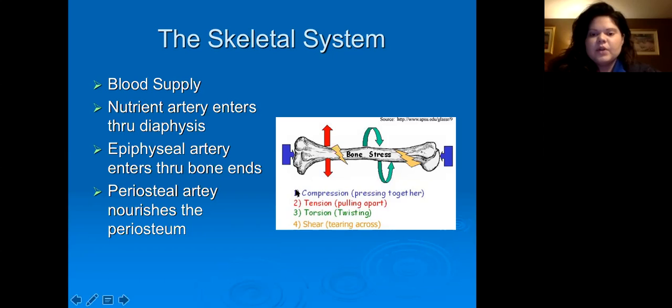So the compressing together would be end to end. The tension would be pulling apart. Torsion would be more of a twist. And then a shear would be the tearing across the bone.